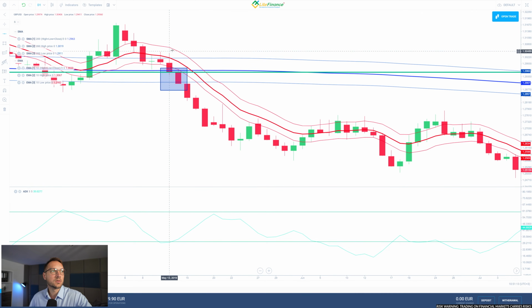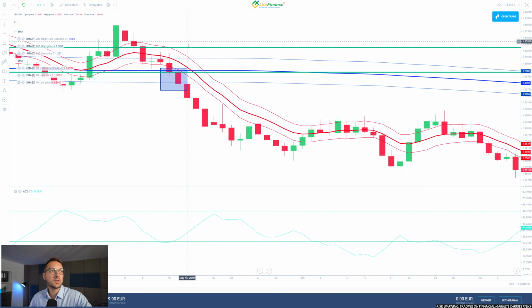If the trade would go in the opposite direction, let's mark it with a different color, maybe with the red one. So if the price would turn back, that would be our stop loss level. But when it is going down, our take profit is also based on the same principles.